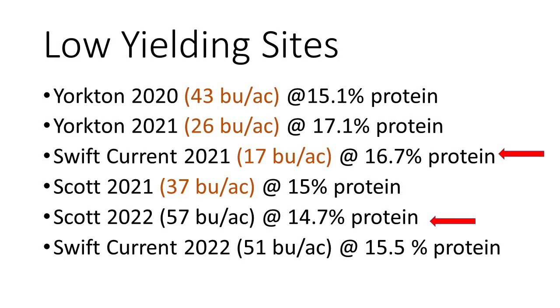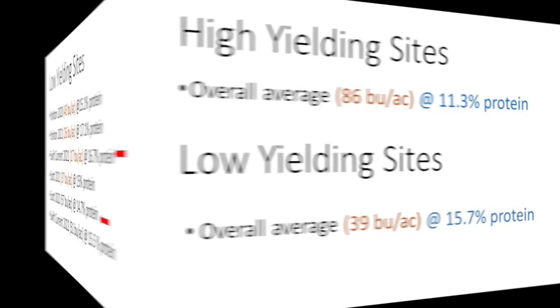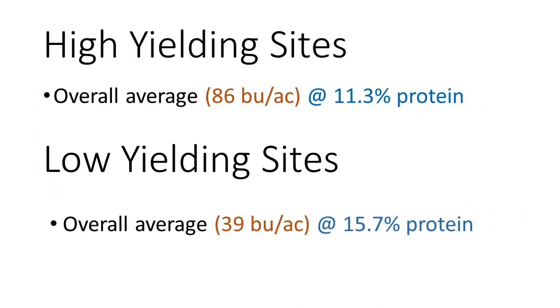Here's the low yielding group. The low yields were the result of drought. Yields range from 17 bushels per acre to 57 bushels per acre, and grain proteins varied from 15% to 17.1%. Low yields caused by drought means high protein, and none of these protein levels would be acceptable for malt. So, on average, the high-yielding group yielded 86 bushels per acre of grain at 11.3% protein, and the low-yielding group only averaged 39 bushels per acre with a grain protein content of 15.7%.